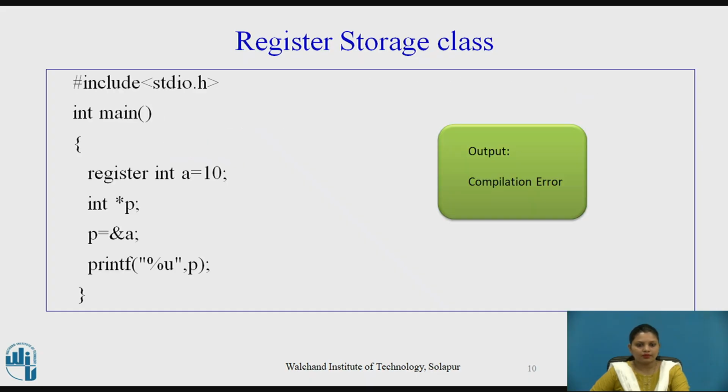In this example, the variable a is declared as a register variable. Register variables are stored in a CPU register and do not have a memory address accessible via pointers. Taking the address of a register variable is not allowed, leading to a compilation error. The output of the program is a compilation error.